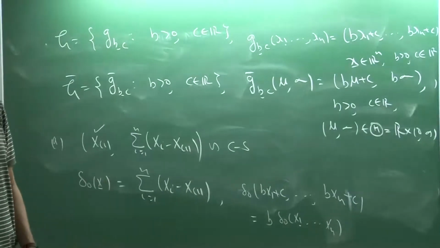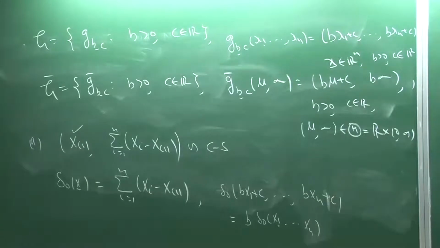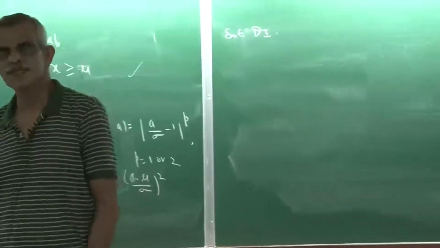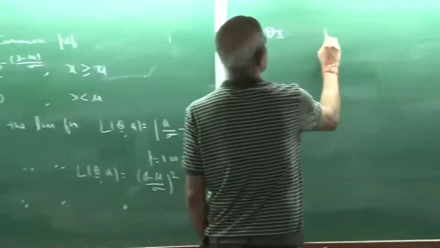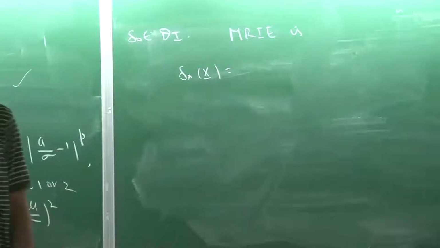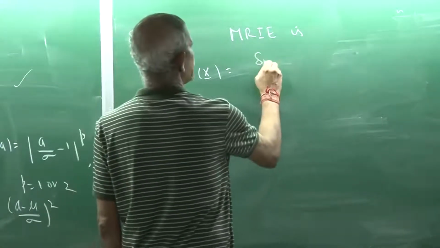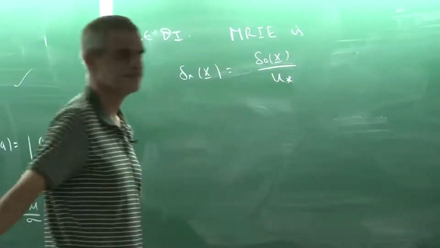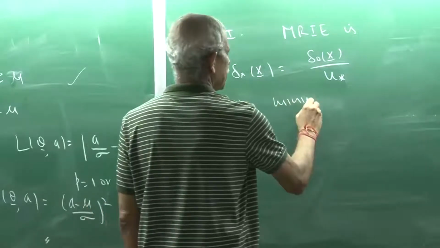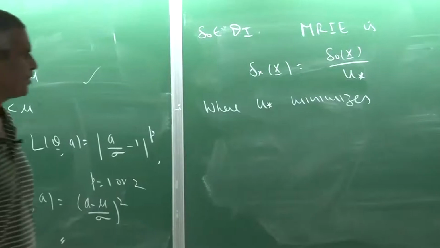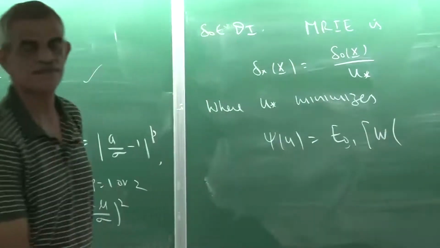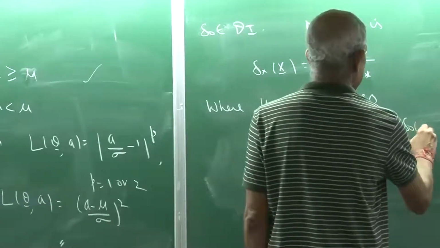So what does that say? This means your delta naught belongs to the class D_i. So then by a result, what does follow? The MRI is delta star x, which is nothing but delta naught x by u star, where u star minimizes psi u, which is E01 of W of delta naught x by u.